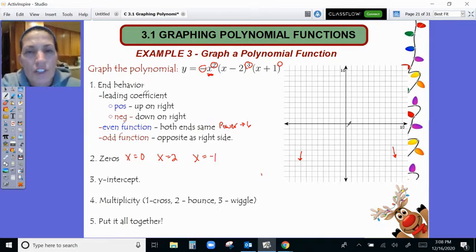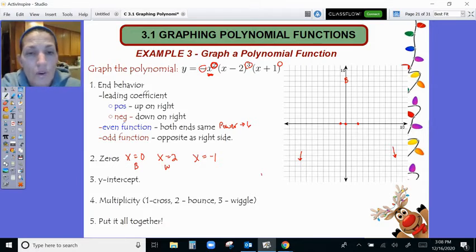Because I have a 0 at 0, that is going to be my y-intercept right there, right? And then x equals -1 and x equals 2. We just have to figure out, do they bounce, wiggle, or cross there? This one here is a power of 2, so that's going to be a bounce. So we'll come over here and put a bounce right here. At 2, that's an odd power, so that's going to be a wiggle.